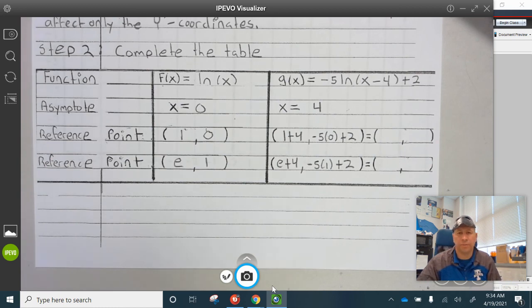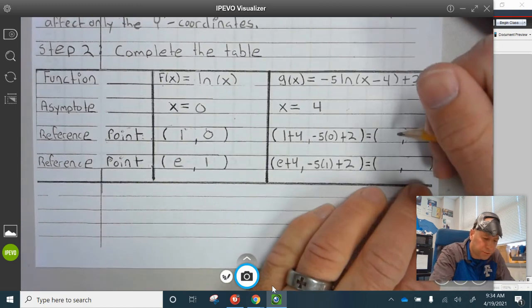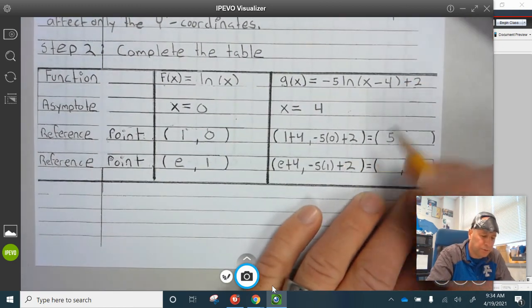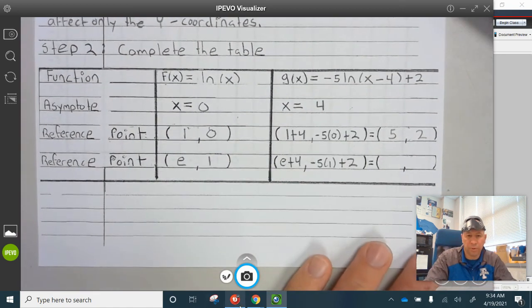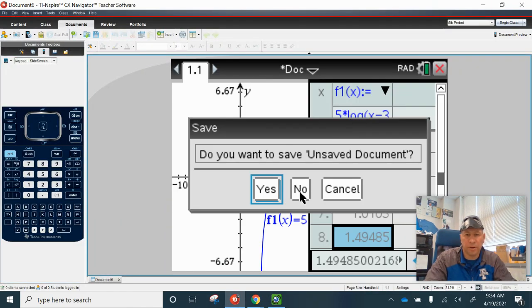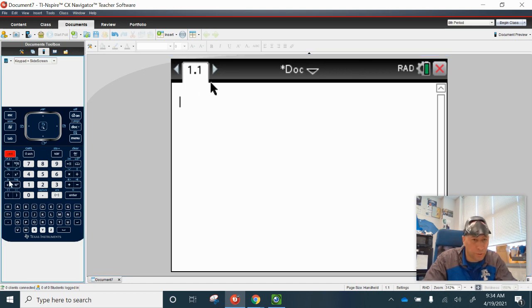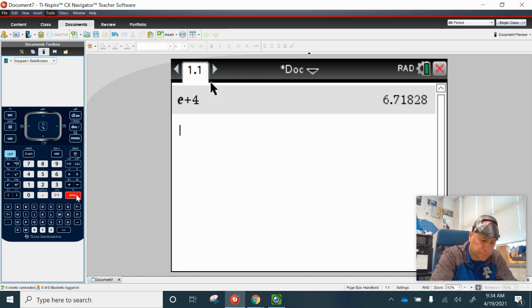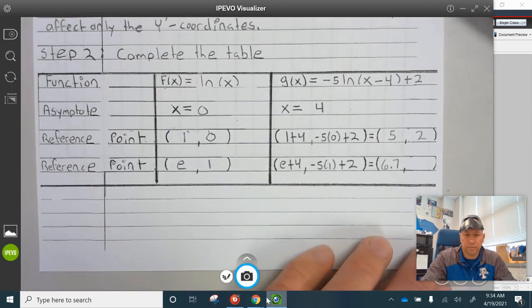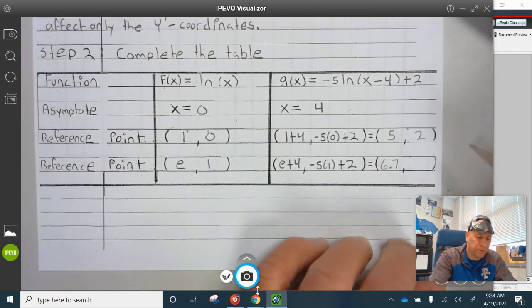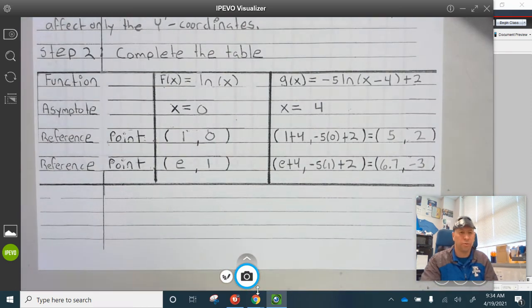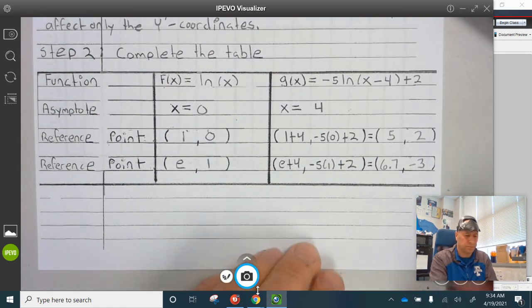When g of x equals negative 5 times the natural log of x minus 4 plus 2, you have a vertical asymptote at x equals 4, and the reference point 1 plus 4 is 5. Negative 5 times 0 is 0 plus 2 is 2. E plus 4, we're going to need to use our calculator, so we're going to go to on, new document, add calculator. We're going to press the E. We're going to delete the exponent and then plus 4. So that's 6.7. Okay, and then negative 5 times 1 is negative 5 plus 2 is negative 3. All right, go ahead and complete the table. All right, now the table's completed.